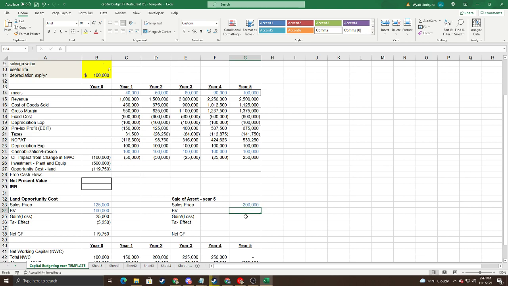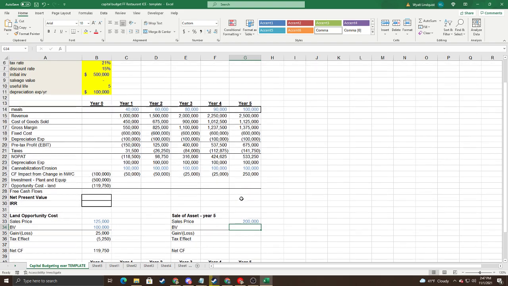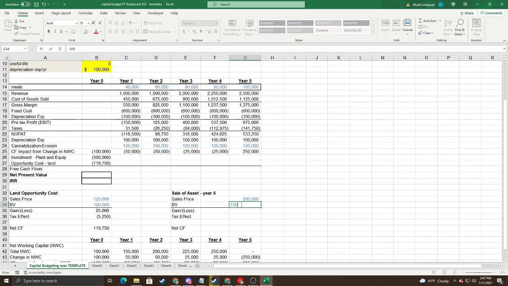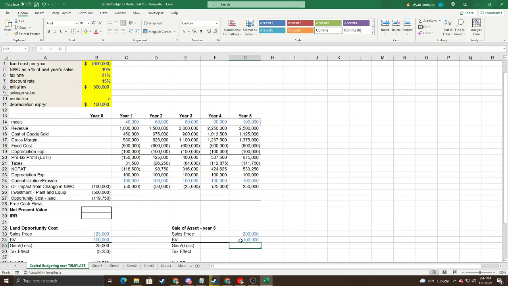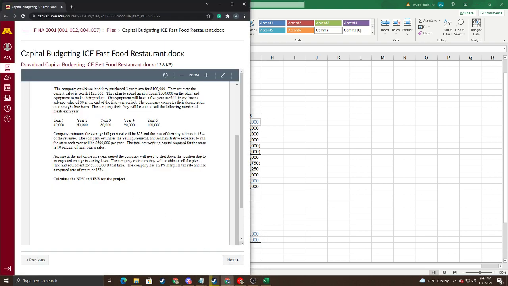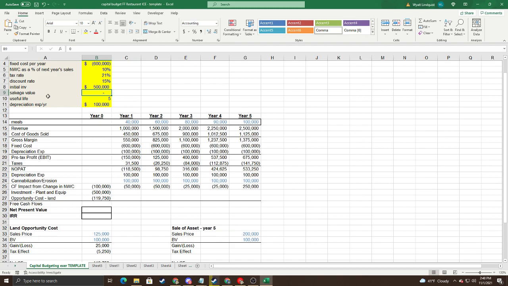So the sales price then for the sale of the asset. So this is a little difficult at first, but actually the book value is 100,000. Now this is confusing to some people because the book value, as stated in the problem, was 0. And we can go here, and we can see that the company, where is it? Salvage value of $0 at the end of the 5-year period. Or it's right here too, the salvage value is 0.